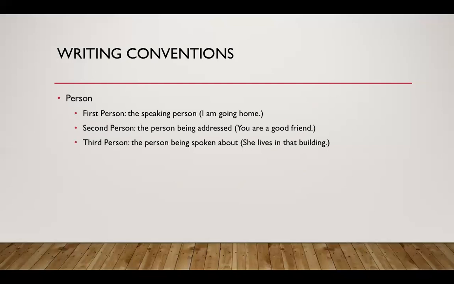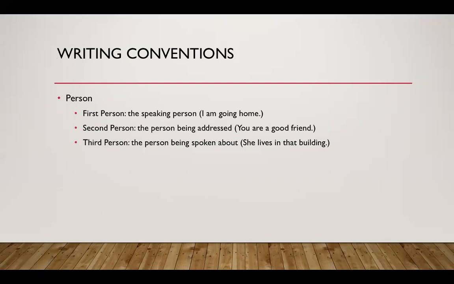Second person is the person being addressed. You are a great friend. You are great baseball players. You are a fantastic singer. You are an awesome football player. And so that's writing in the second person.